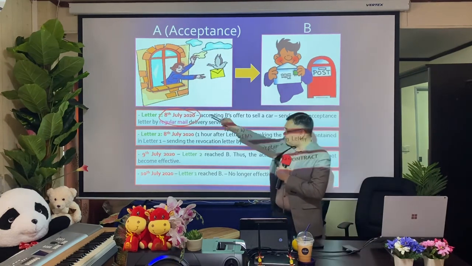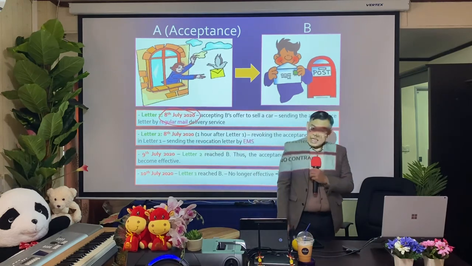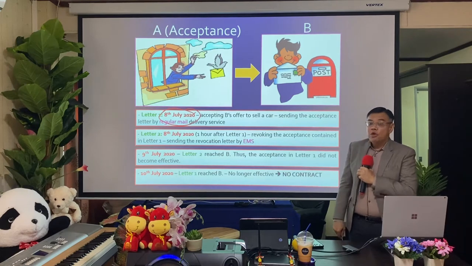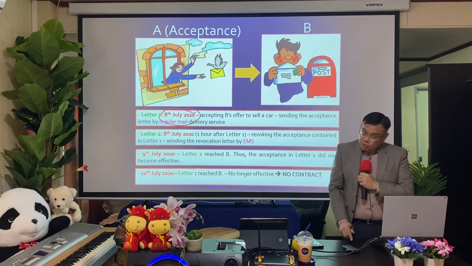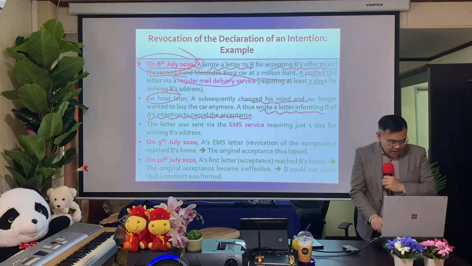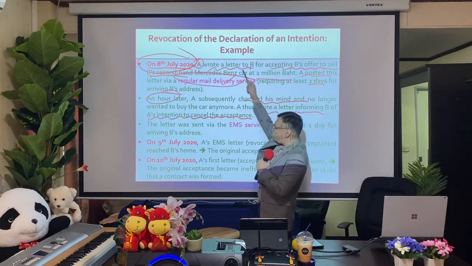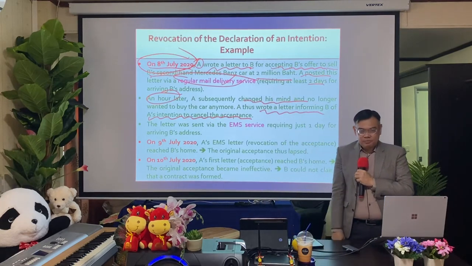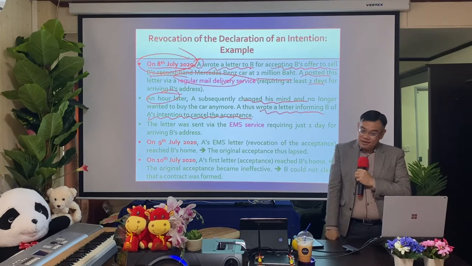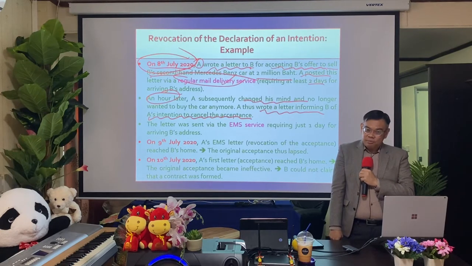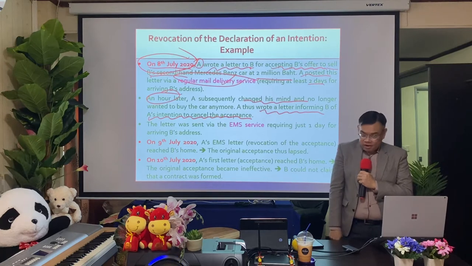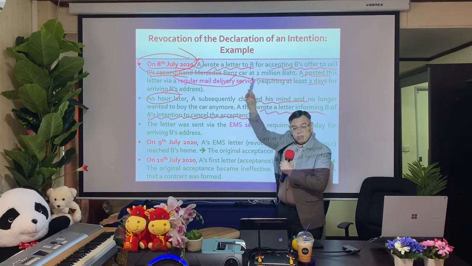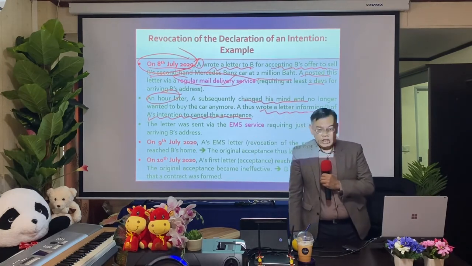So, on the same day, just 1 hour later, A changed his mind, he posted a new letter in order to revoke the original intention. So, when he declared his intention on the 8th of July 2020, the intention to accept B's offer, an hour later, he just changed his mind. He wanted to revoke the original intention. The original intention is the intention to accept the offer.